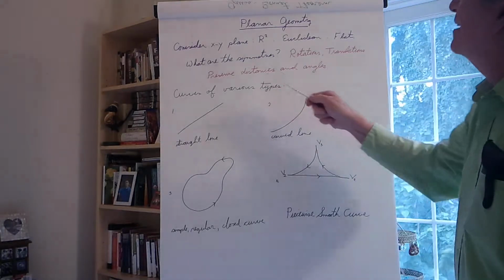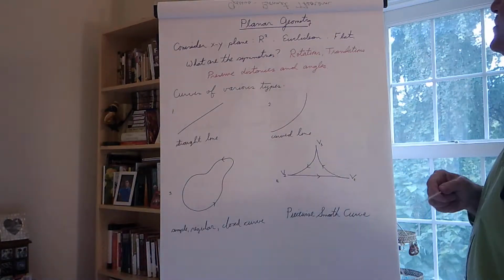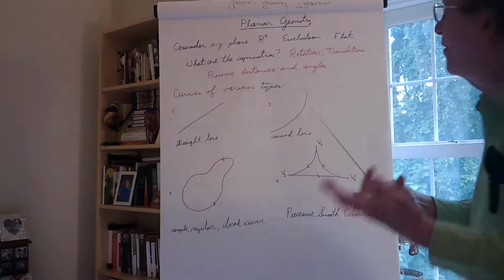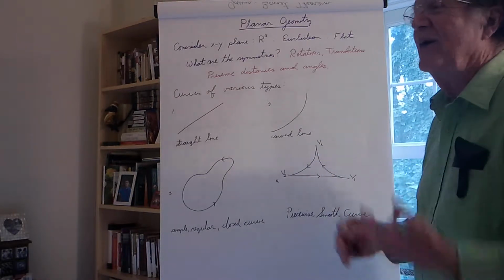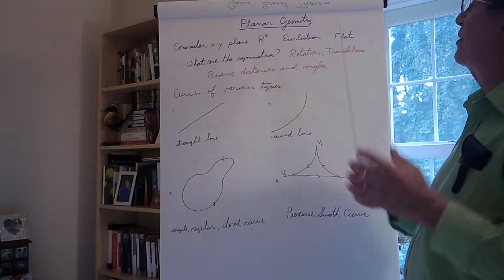So we'll consider an xy plane. I'll call it R2. I'll abbreviate that all the time because I don't want to have to say that all the time. Euclidean, it's flat. We know all about it. I'm not going to review it.